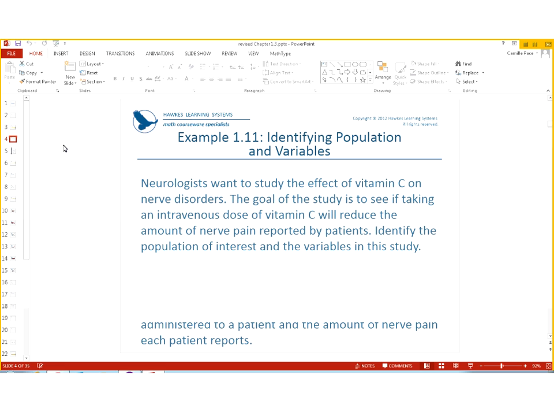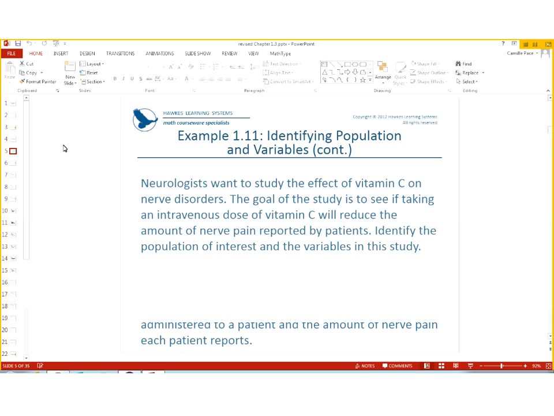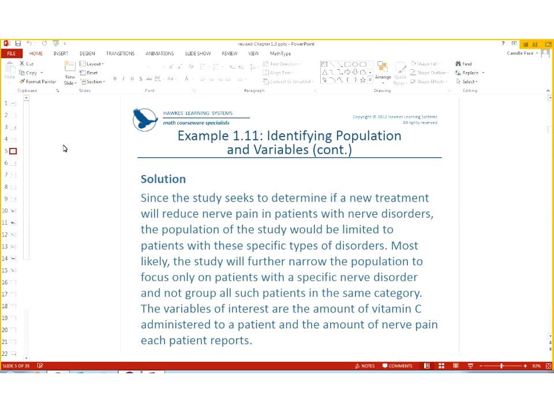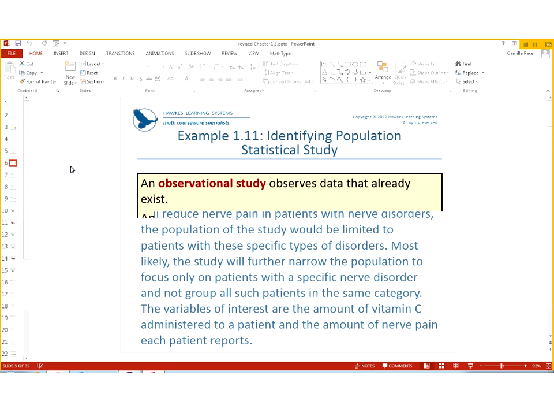Well, we know that they were looking at reducing nerve pain in patients with nerve disorders. So the population would be patients with these types of disorders. We're not going to look at other kinds of patients, like with diabetes or anything like that. We're going to be very specific. So the variables will be the amount of vitamin C and the amount of nerve pain each patient reports. There are other variables you can take, but those are the 2 main ones that you're going to look at.